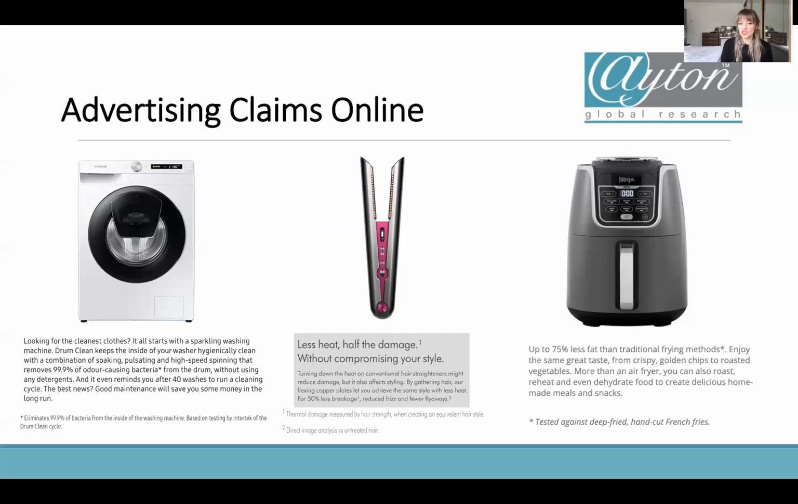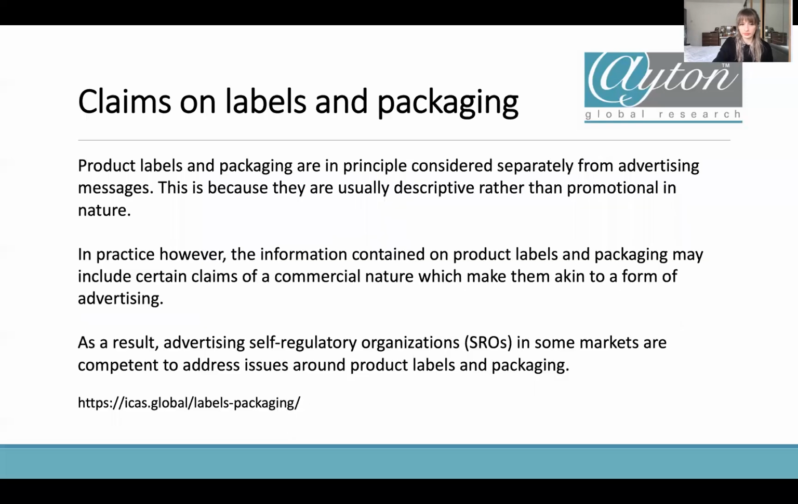And we've also got the Ninja air fryer, which I've seen a lot of. It's quite a trending product. They said that they've got 75% less fat than the traditional frying methods. As you can see, it's just tested against deep fried hand cut French fries. So it's quite easy for them to say what kind of fat content was in traditional frying and what is in theirs. So it's a really good claim for them as well.